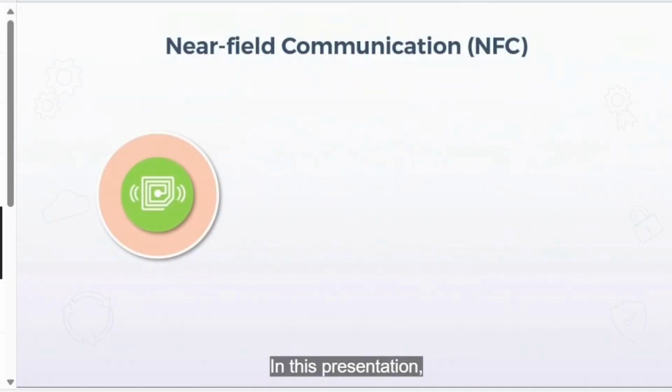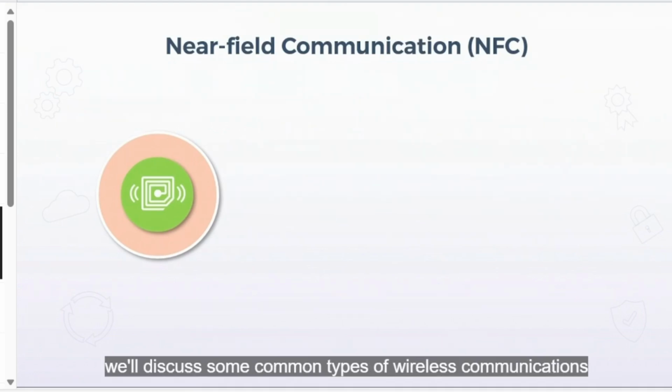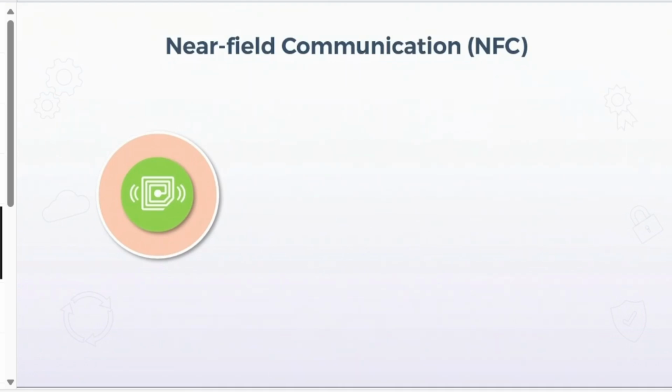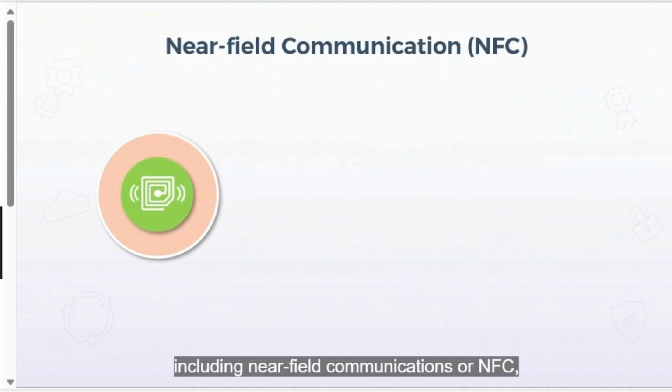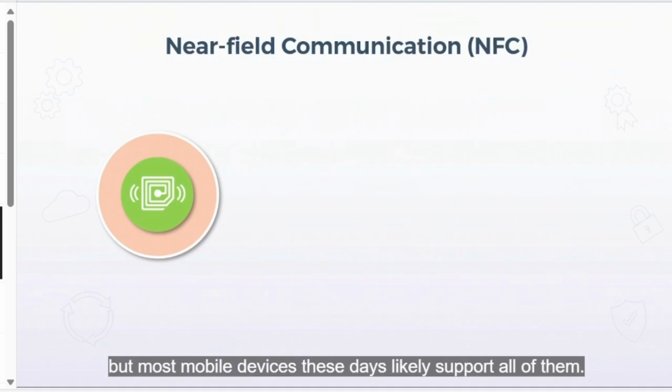In this presentation, we'll discuss some common types of wireless communications for mobile devices, including near-field communications or NFC, Bluetooth, and mobile hotspots. Each one has their specific use, but most mobile devices these days likely support all of them.